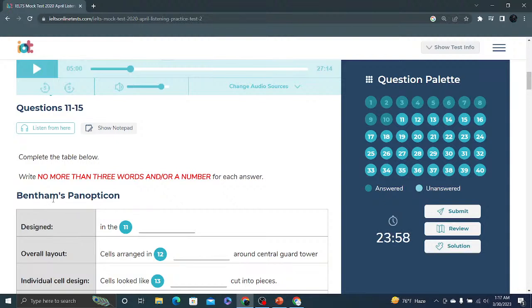Here we can see it's Bentham's Panopticon. Let's listen for question number 11. Designed, highlighted in blah blah.